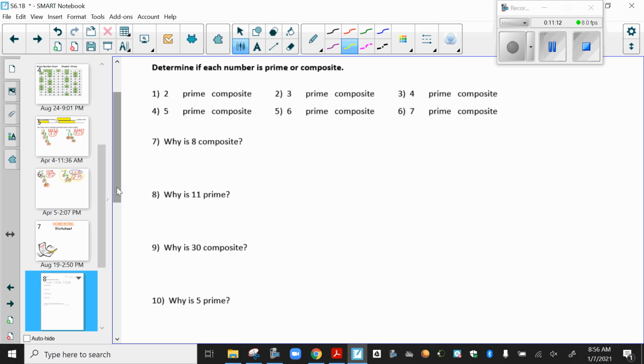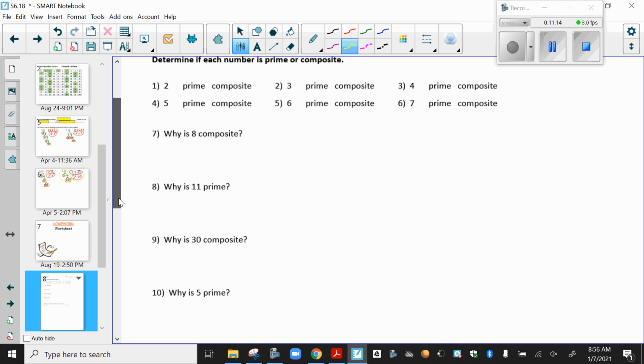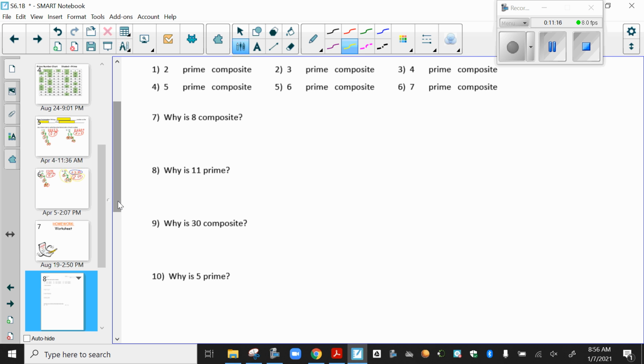For example, if I went back and went to the number 12, which is not on this list, I said, why is 12 composite? I could say things like, you can multiply 3 times 4 equals 12. Or I could say it ends in an even number and is greater than 2. Those would be ways that you could answer. You maybe want all of those just to prove that you know it.